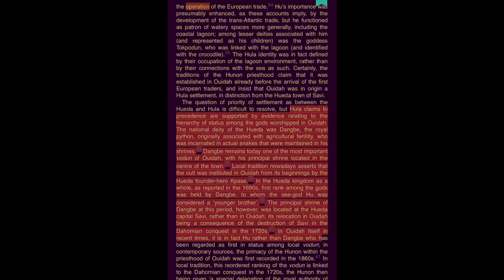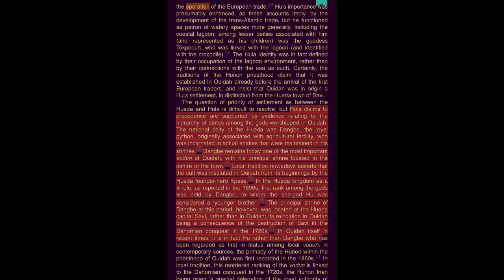Just keep reading. Local tradition nowadays asserts that the cult was situated in Whydah from its beginnings by the Whydah founder hero Kapsi. In the Whydah kingdom as a whole, as reported in the 1690s, first rank among the gods was held by Dangabi, to whom the sea god Hu was considered a younger brother.